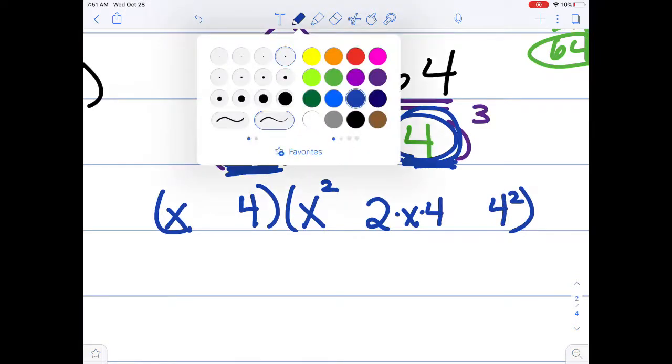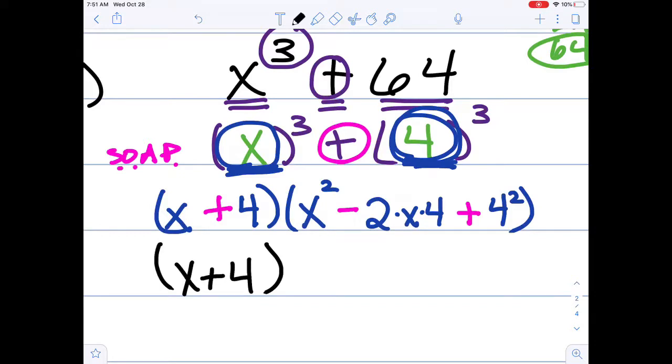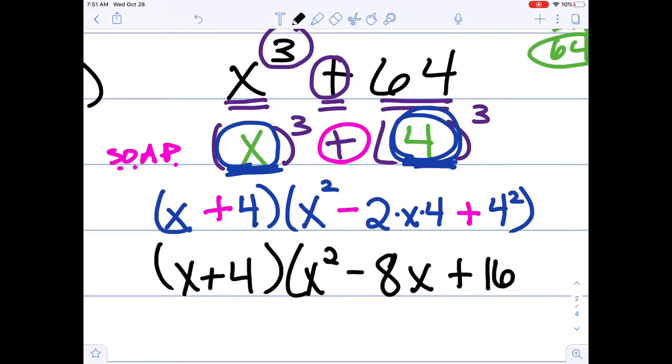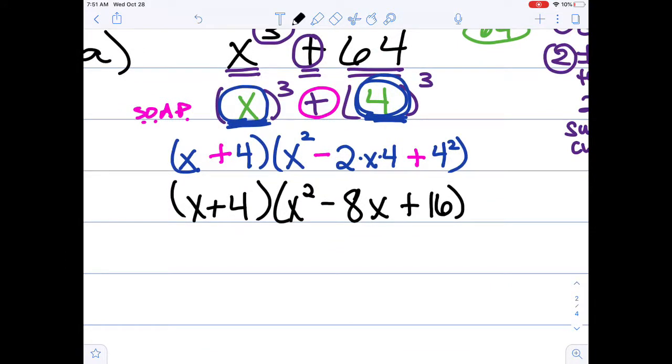And then we go SOAP, right? Remember, SOAP stands for same sign, opposite sign, always positive. So let's simplify that a little bit. This becomes x plus 4, and then we have x squared. Negative 2 times x times 4 is 8x, and 4 squared is 16. And then let's see, can this factor? Again, are we completely factored? So this, we're good, we can't factor it anymore. What about this? Well, yeah, we could actually factor that again.